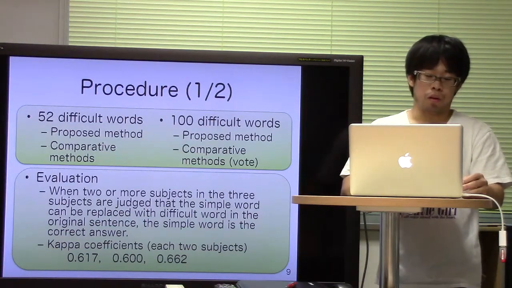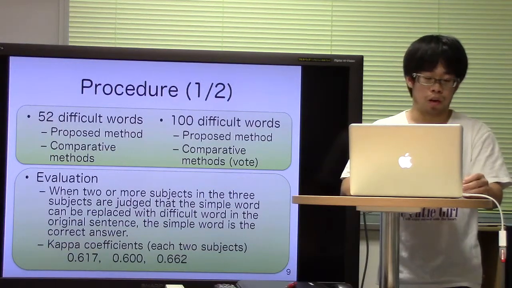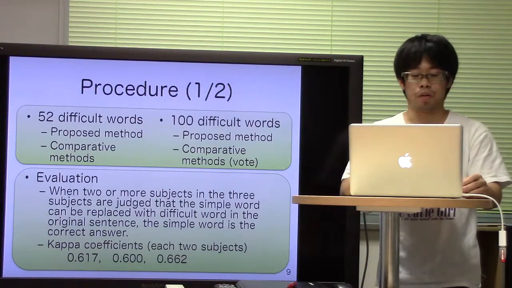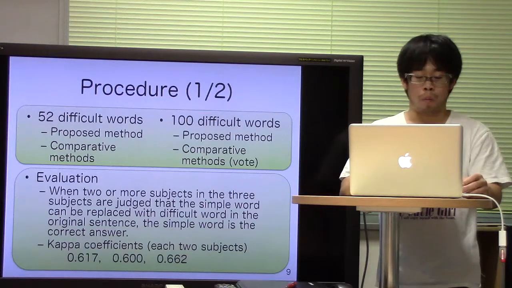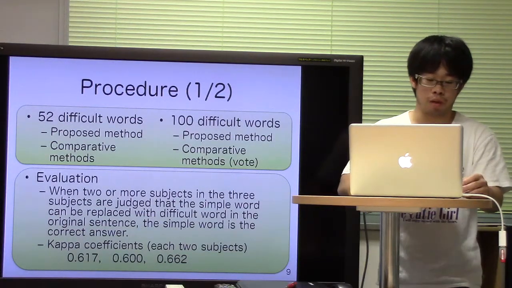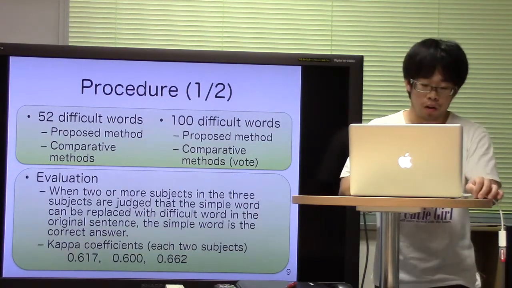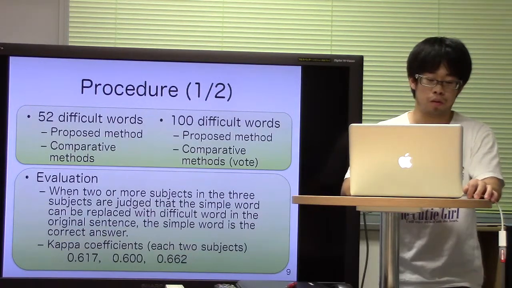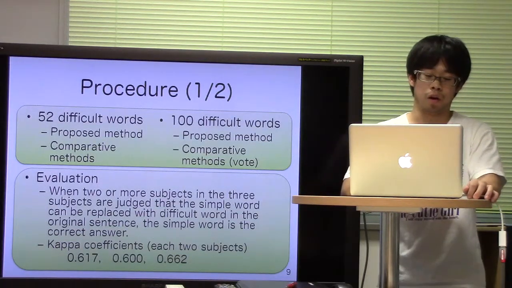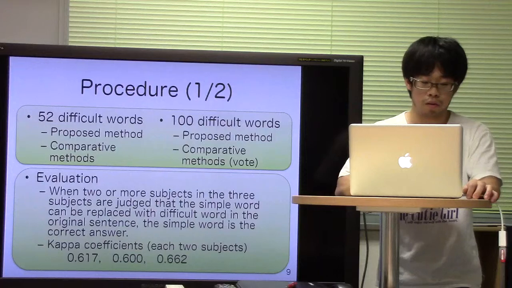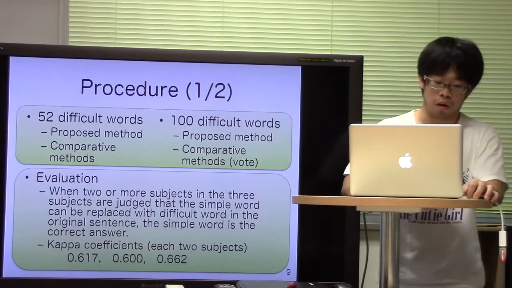3 subjects that do not include the author and co-author are evaluated. When 2 or more subjects in the 3 subjects judge that the simple word can replace the difficult word in the original sentence, the simple word is the correct answer.